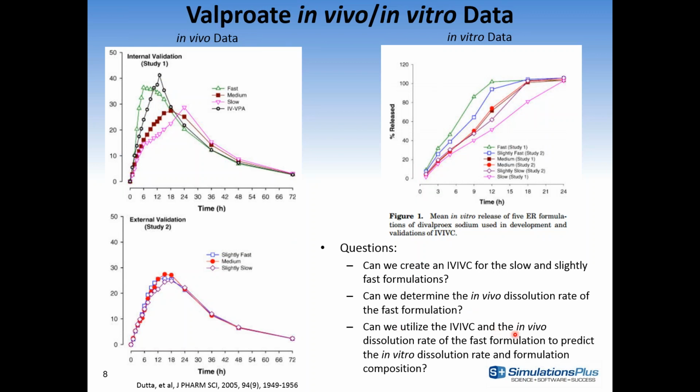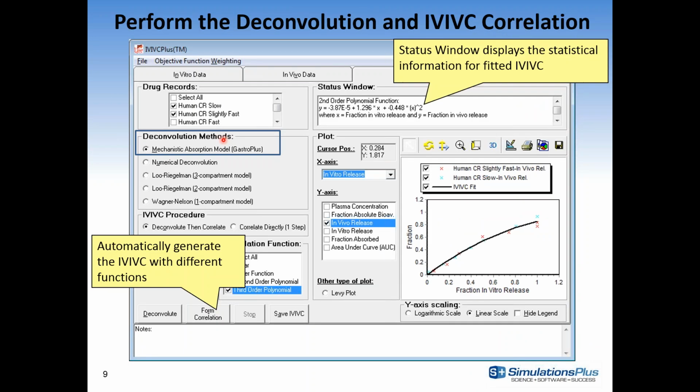Can we utilize IVIVC and the in vivo dissolution rate for the fast formulation to predict the in vitro dissolution rate and formulation composition for this green fast formulation for sodium valproate? So step 1 in that whole mechanistic outline of how we're going to go about doing this is generating the IVIVC. As I said, we use the slow and the slightly fast formulation. We selected those as the records that we wanted to build the IVIVC with.